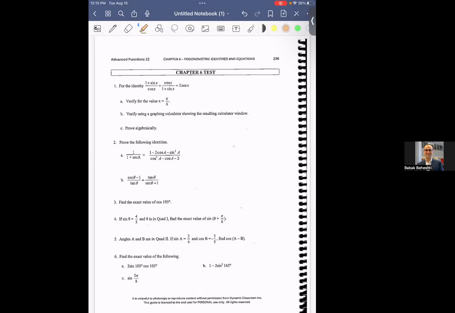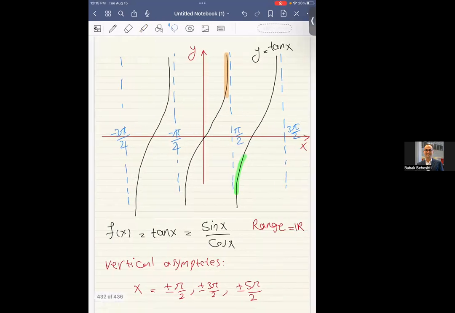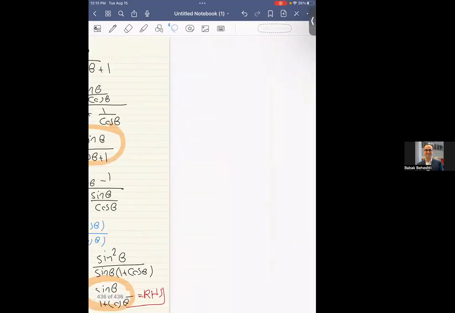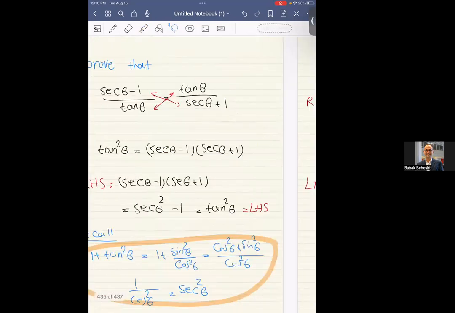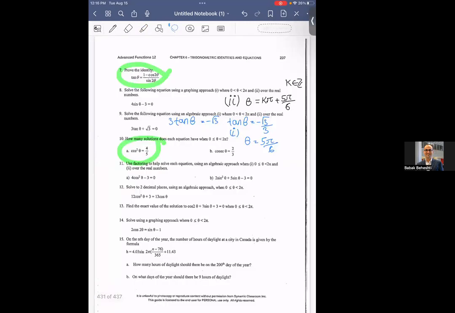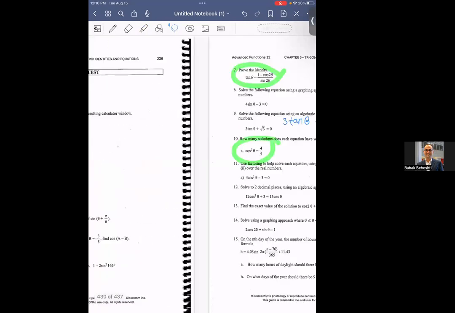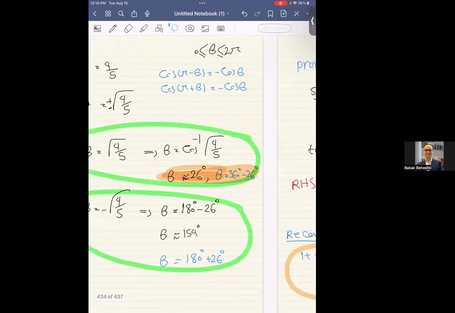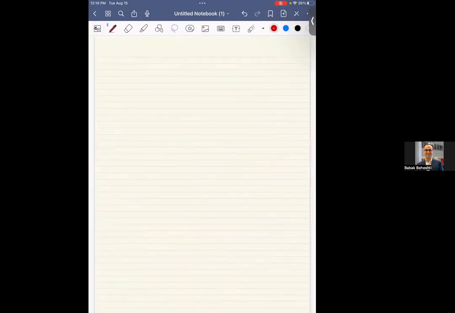I mean, maybe another way, let's do the same thing. Let me tell you why cross multiplying is okay. Let me explain it to you. So you want to prove this: secant theta minus 1 over tangent theta equal to tangent theta over secant theta plus 1.